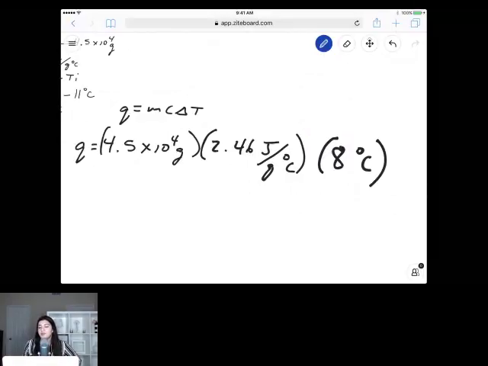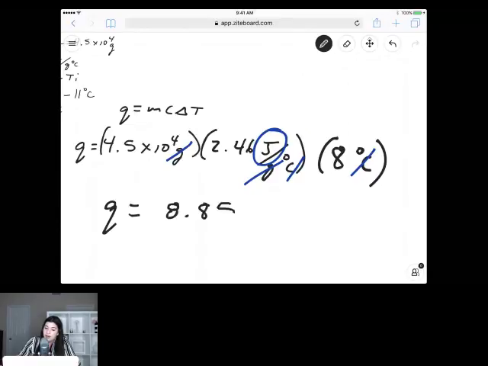So in our case, since we're looking for heat, we want our end result to be joules. Look at this, our grams cancel, our Celsius cancel, and we're left with just joules, which is what we wanted. So I'll multiply that out, just multiplying 4.5 times 10 to the fourth times 2.46 times 8. That gives us a heat of 8.856 times 10 to the fifth joules.